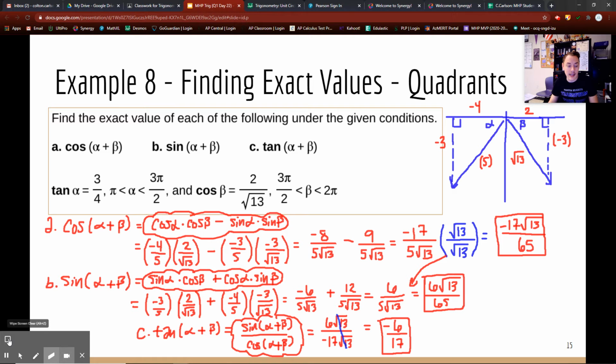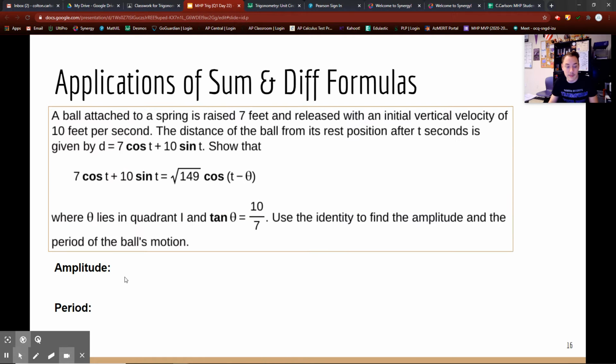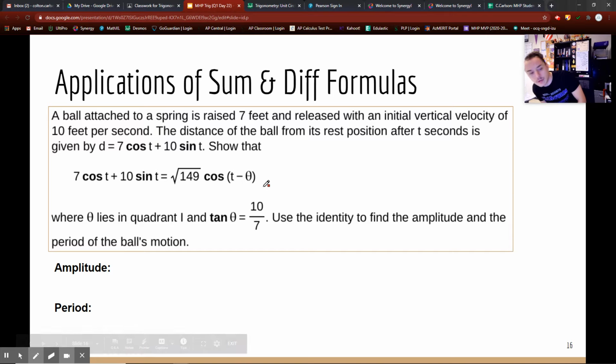We have one last example, but I'm going to go through it pretty quickly because it is just an application question. I'm given a couple things. A ball attached to a spring is raised 7 feet and then released with initial vertical velocity of 10 feet per second. The distance of the ball from its rest position after t seconds is given by d equals 7 times cosine t plus 10 sine of t.